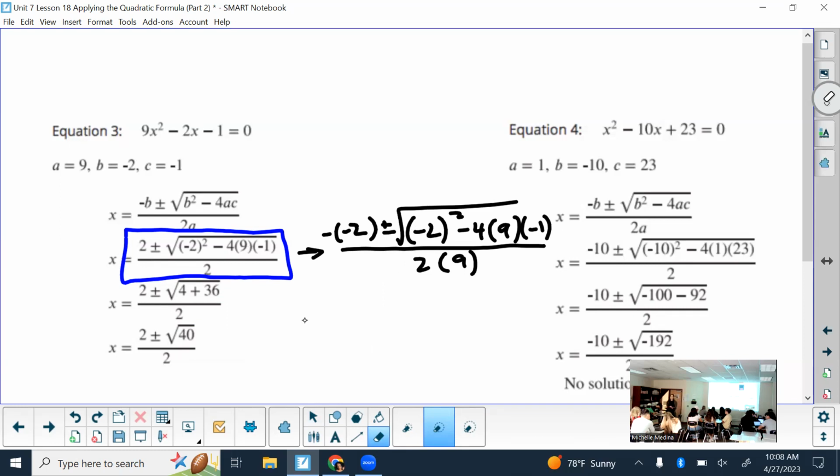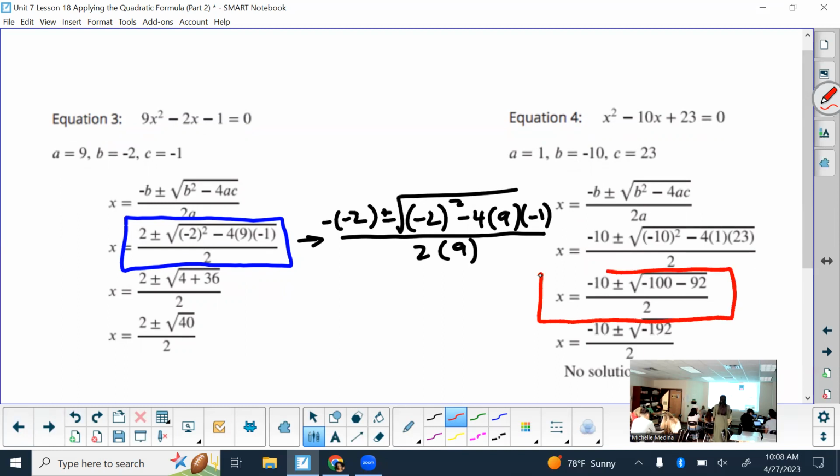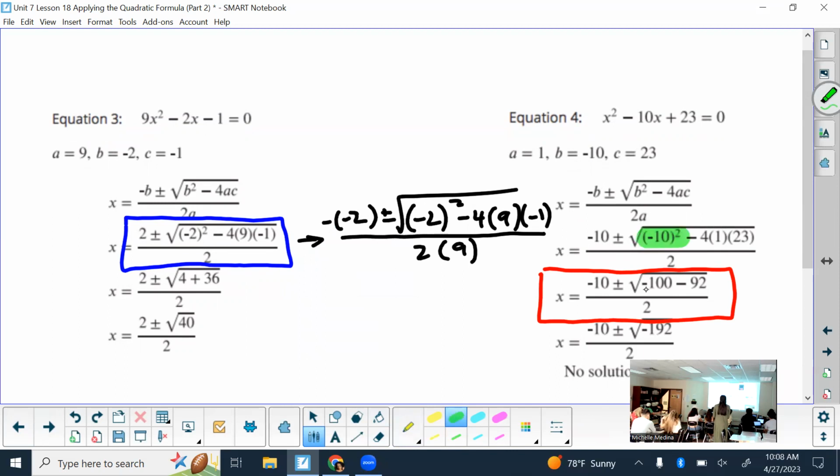All right, what about equation 4? Where do you think the mistake was made? Brian? On the third step, it's a negative equation. Right here. So they did something wrong from here to there, because what's negative 10 squared? A positive 100. So there's a mistake.